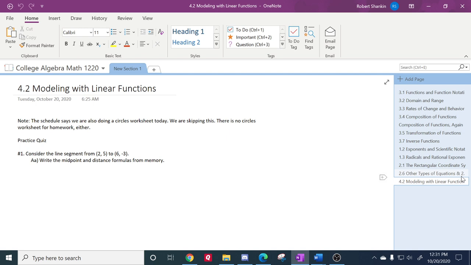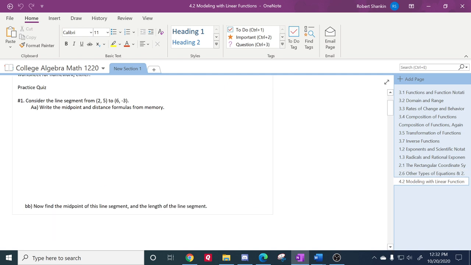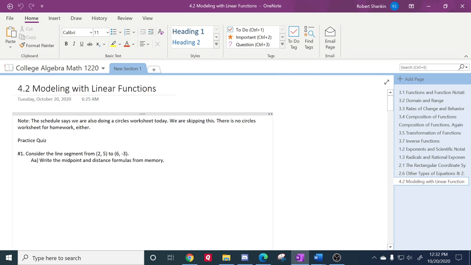Okay, problem number 1. Consider the line segment from the point (2, 5) to the point (6, -3). Write the midpoint and distance formulas from memory. And then I'm going to have you compute the distance and midpoint of this. But first, you write the formulas from memory. And then we'll check to make sure you have the formulas down correct, and then we'll actually use them.